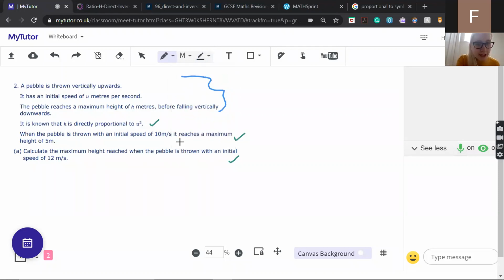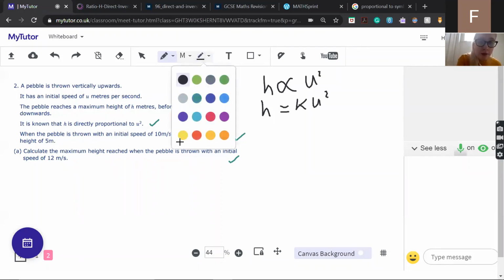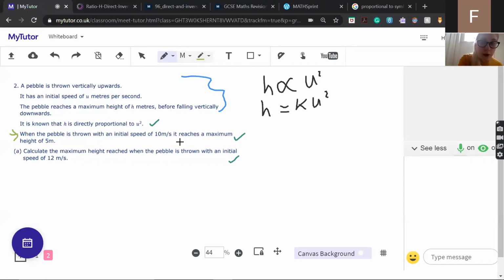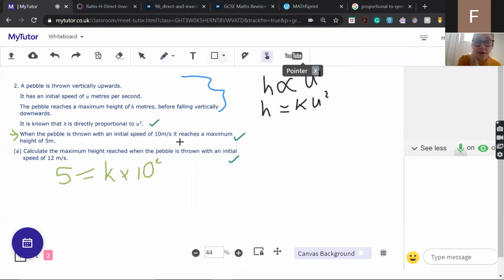So h is directly proportional to u squared. So h equals k u squared. It's a multiple of u squared. How are we going to work out what that value is? We're going to use this sentence here. When the pebble is thrown at an initial speed of 10 meters per second, so when u is 10, it reaches a maximum height of 5 meters. So when u is 10, h is 5. So 5 equals k times 10 squared. All I've done there is replace h with 5 from this and u with 10 from this.